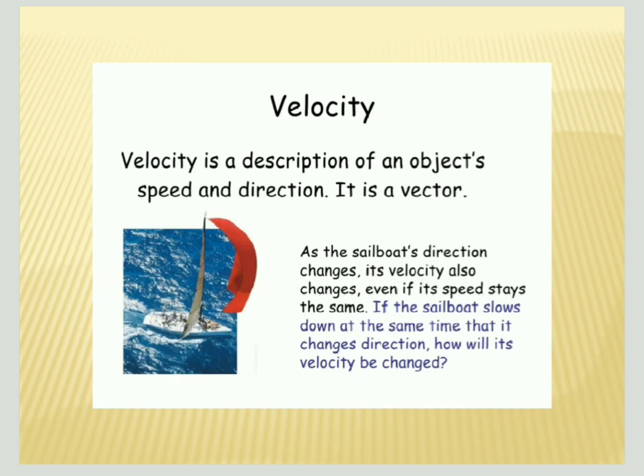Now velocity. Velocity is the description of an object's speed and direction. It describes the speed and direction of any object. It is a vector quantity. In speed we know only the magnitude with respect to time in a unit time, but in velocity we know the direction as well. It is the rate of change of displacement of a body.